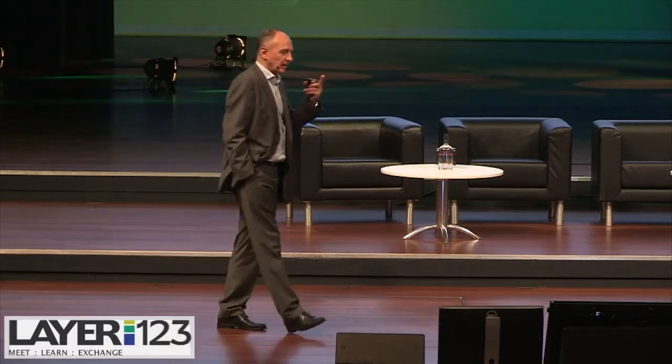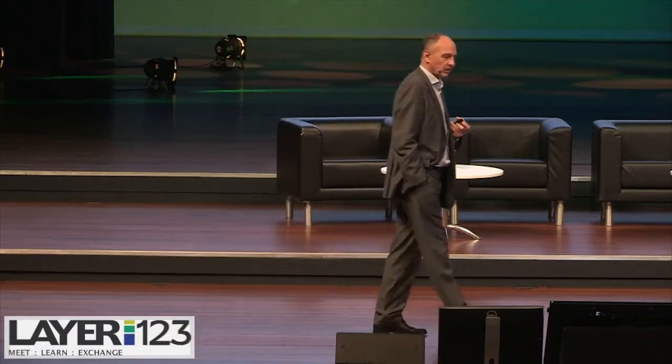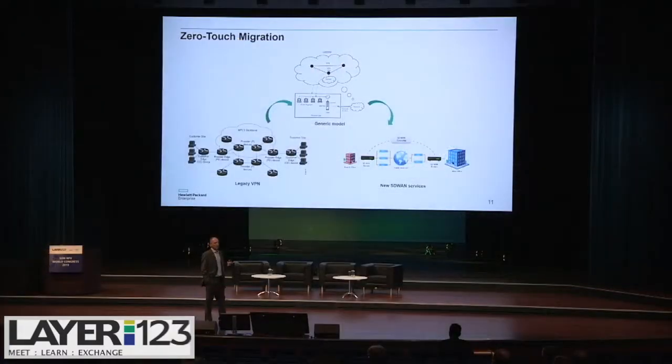Not necessarily efficient, right? So the alternative is the following. We call it zero-touch migration. We take the legacy environment, we upload the legacy configurations, we translate the legacy configurations into a generic service model, which is agnostic to the supplier. And once you have a service model which is agnostic, well, it's a piece of cake pushing it down into your next generation SDN controllers.